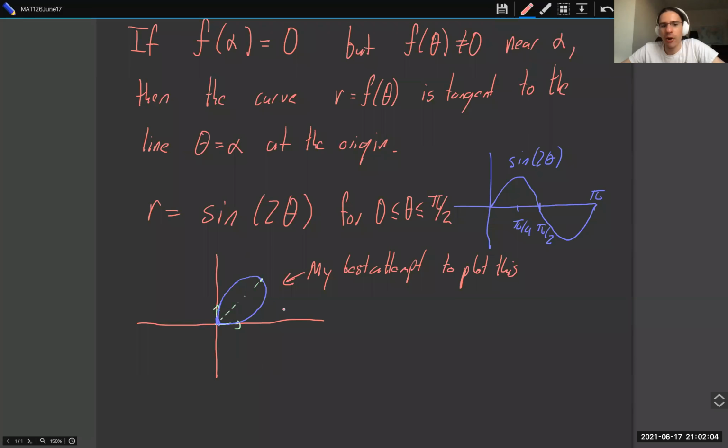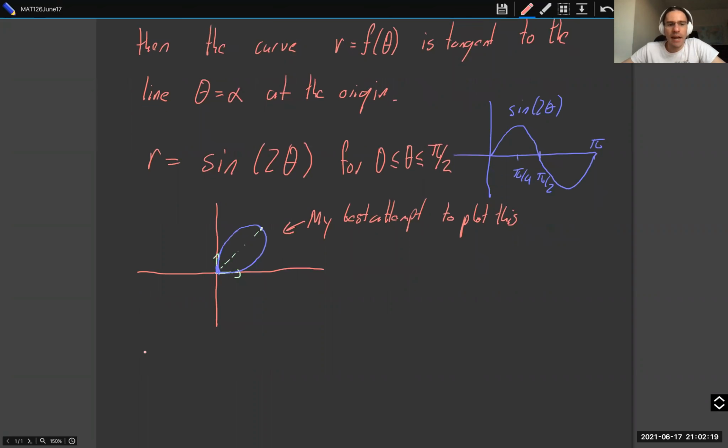Does everyone see how I got this? Oh, okay. Now let's consider this. What if I continue to plot it over 0 is less than or equal to theta is less than or equal to 2 pi.